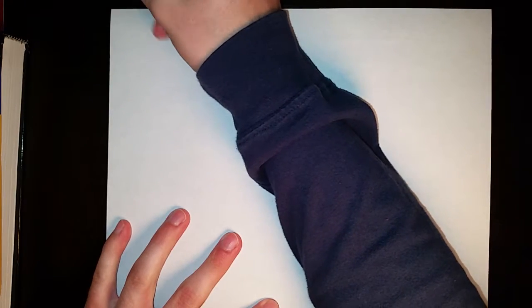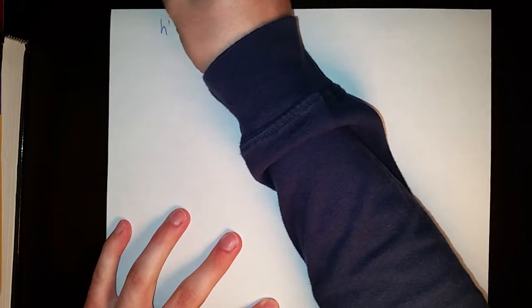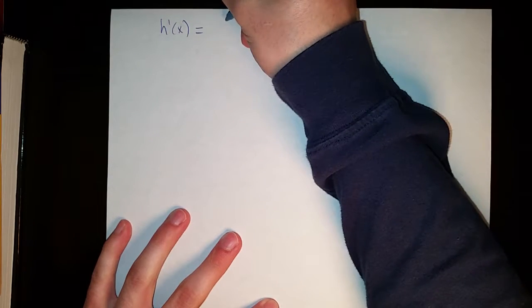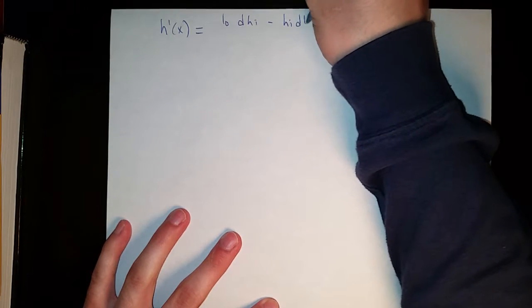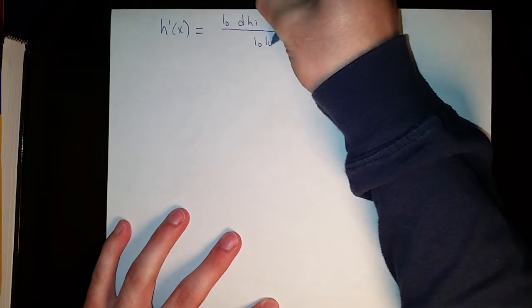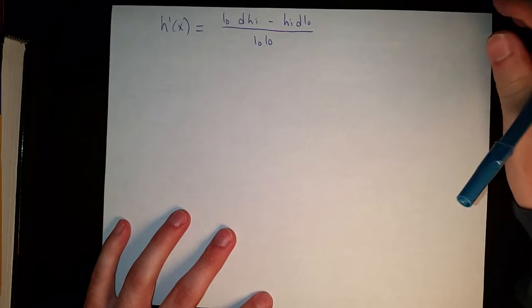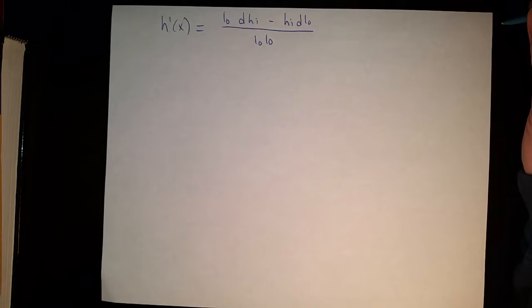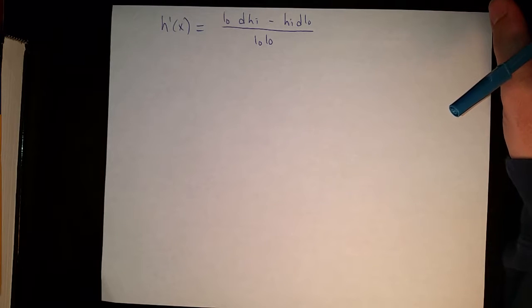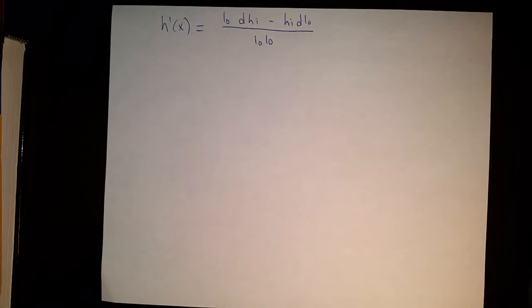Okay, so now let's do another one. First off, let's write the equation, and we're going to write it as the mnemonic because I don't remember it the other way. Low d high minus high d low over low squared. Also, some people remember it as ho d hi minus hi d ho over ho, but that's not as intuitive to me. High over low is much more intuitive to me.